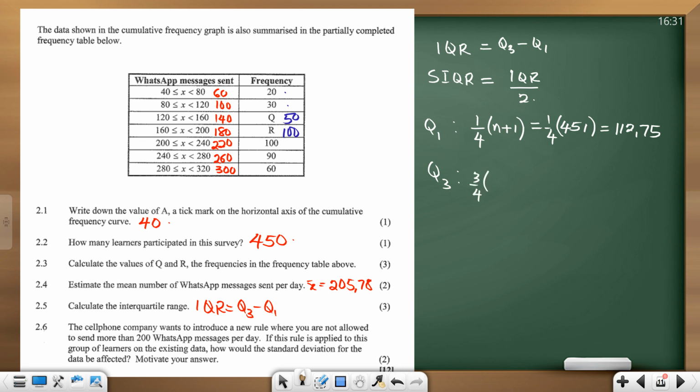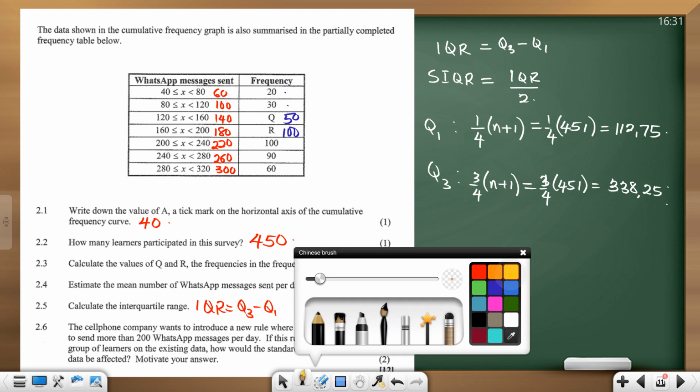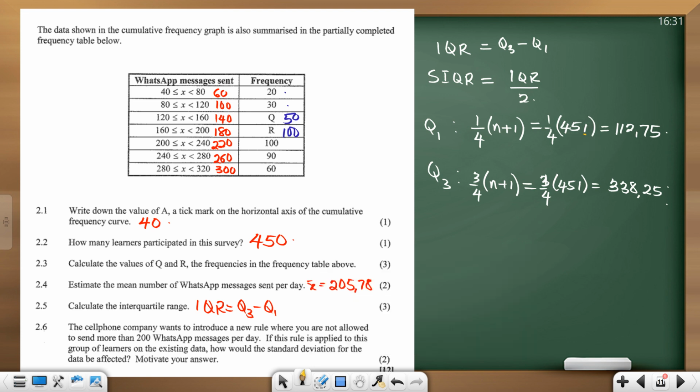3 over 4 into bracket what? N plus 1. What would this give you? Sorry, 3 over 4. And what would that give you? 3,25. All right. I know if this is 7.5, this should be 2.5. Now, guys, please check. Even if you ignore that and it gives you 450, what will this give you?